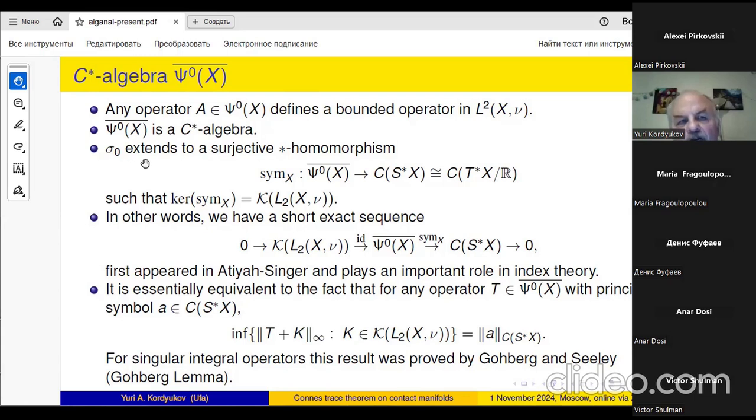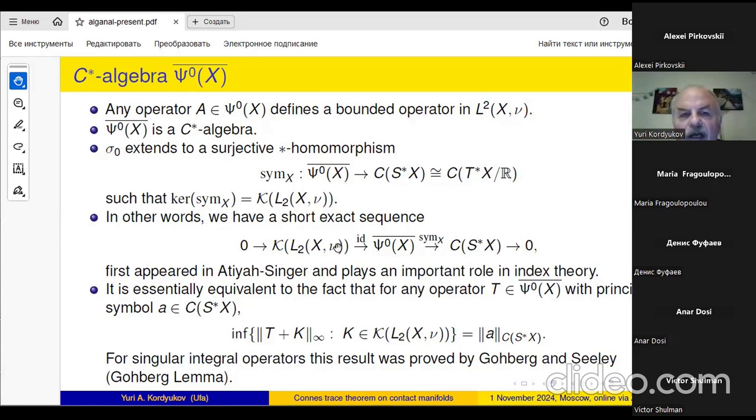Moreover, one can show that the principal symbol map extends to a surjective star homomorphism of the corresponding C*-algebras. So we have surjectivity at this level. Any continuous function can be lifted to the closure, and the kernel of this symbol map is just the algebra of compact operators.